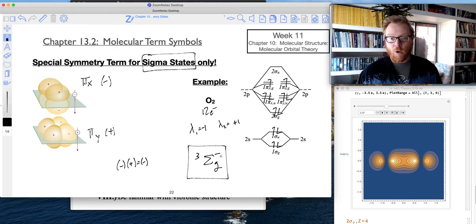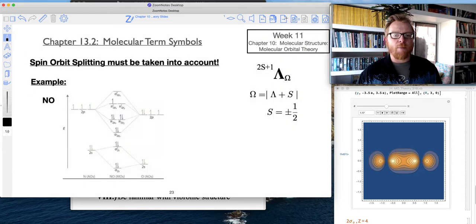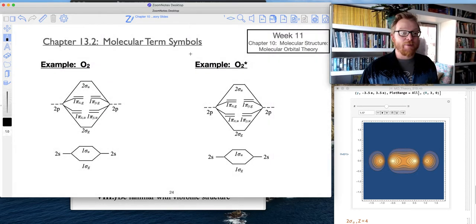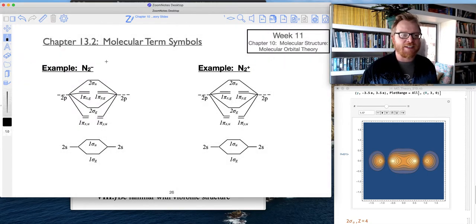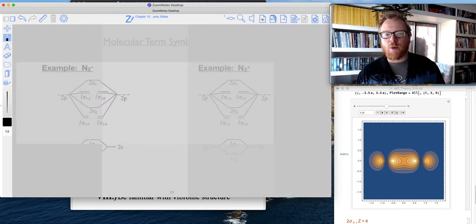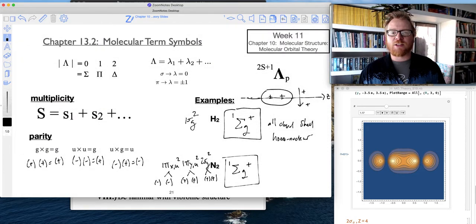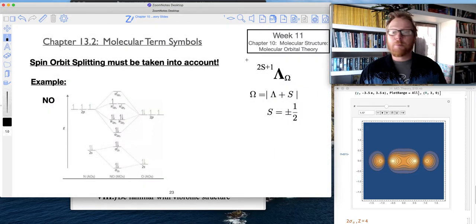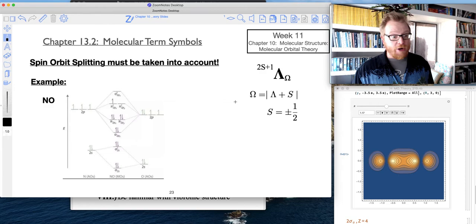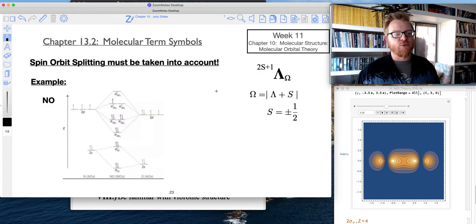Okay, folks, it's been about 30 minutes, and I'm going to describe one more term symbol, and then I'm going to stop because I'm going to go through loads of examples: O2, O2 excited state, N2, N2 excited state, N2 minus, N2 plus, F2, F2 excited state. I want to go through all of these examples in a part B video.